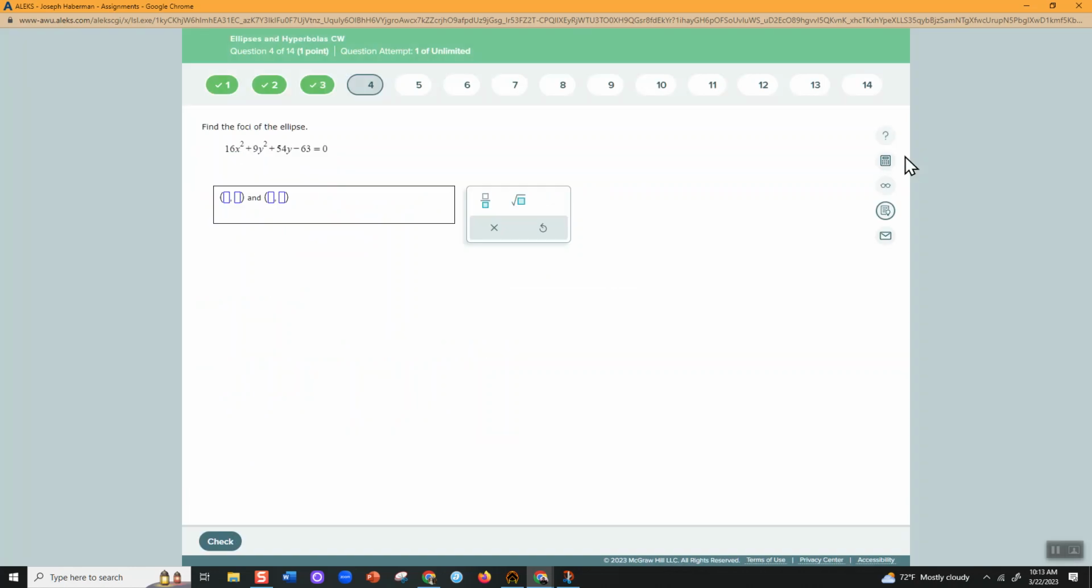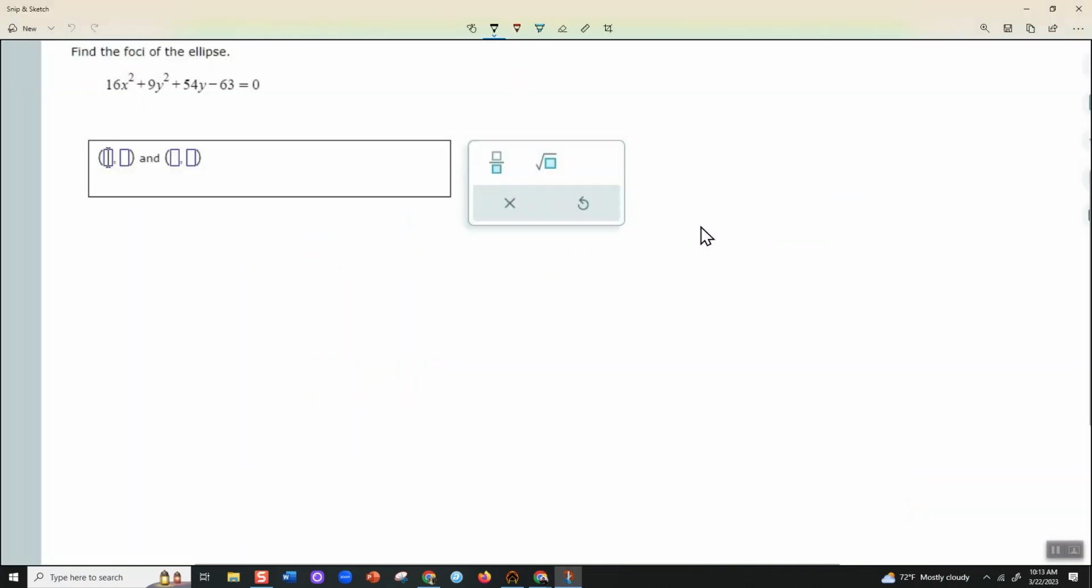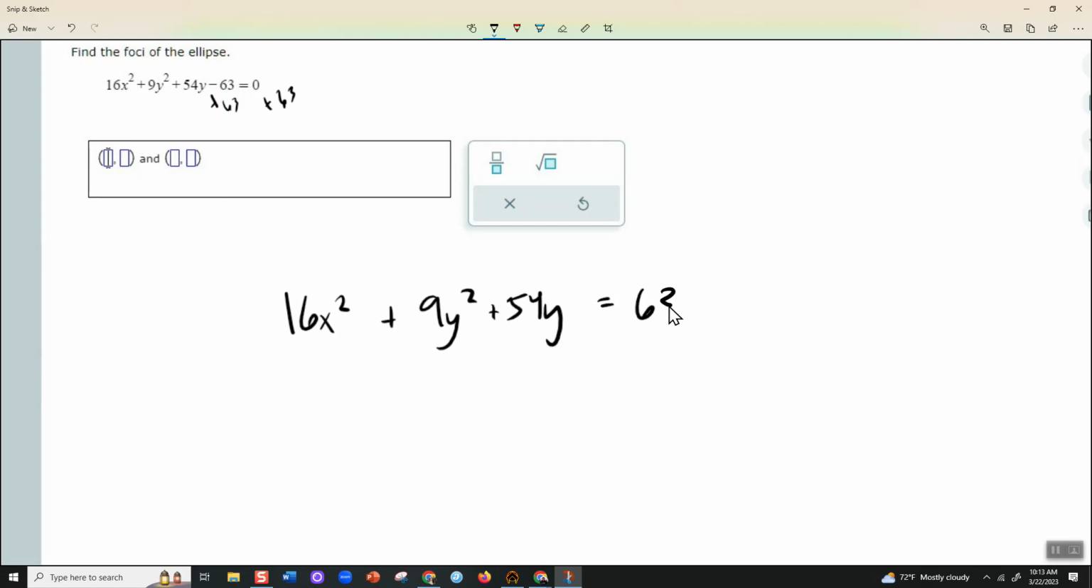Let's go back to my example here. Let's get it into standard form first. So first, I'm going to add the 63 to both sides. And I'm going to get 16x squared, no other x, plus 9y squared plus 54y equals 63. Now I got to complete the square. For x, it doesn't look like I need to, because it's just got one term. But for the y, I have 2 terms, so I'm going to have to factor out the 9, and I get y squared plus 6y. Got to complete that square and add that amount to both sides.